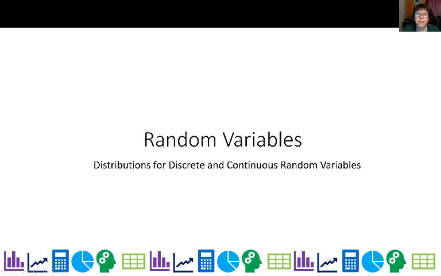Two random variables walked into a bar, but they thought they were being discrete, but I heard them continuously chatter. Get it? Discrete and continuous.